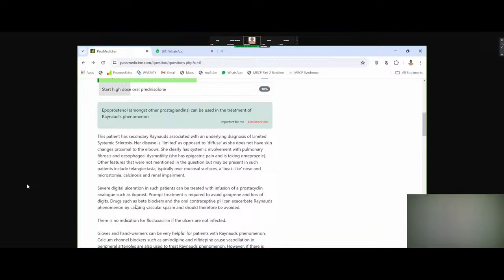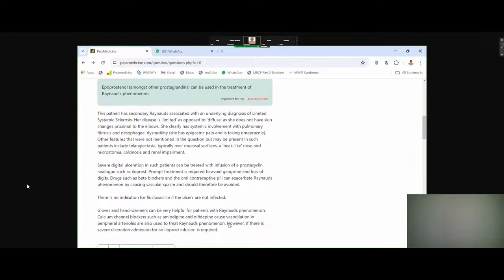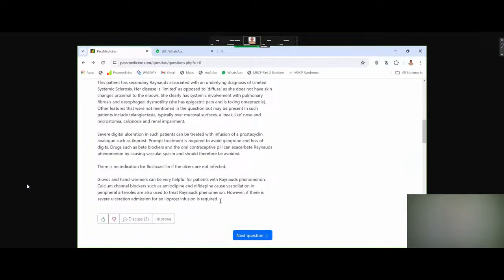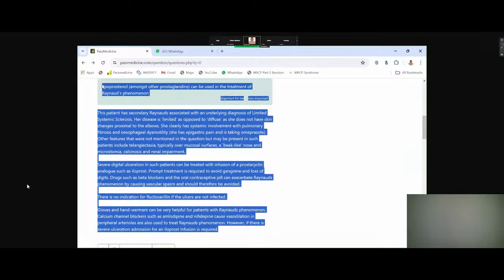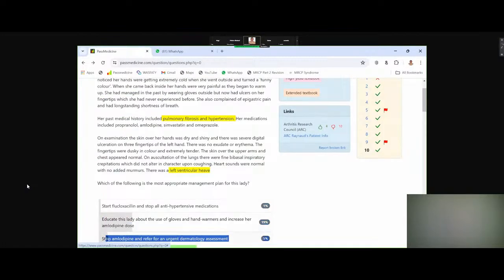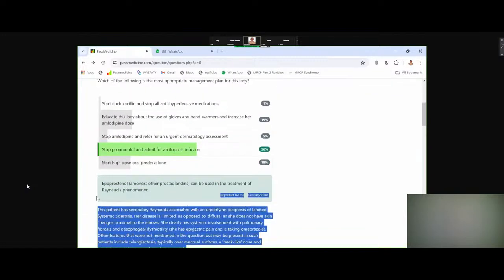Drugs such as beta blockers and the OCPs can exacerbate Raynaud's phenomenon by causing vascular spasm and should therefore be avoided. There is no indication for flucloxacillin if the ulcers are not infected. Gloves and hand warmers, I think, are of no use. We will just copy paste this in our notes and go to the next question.